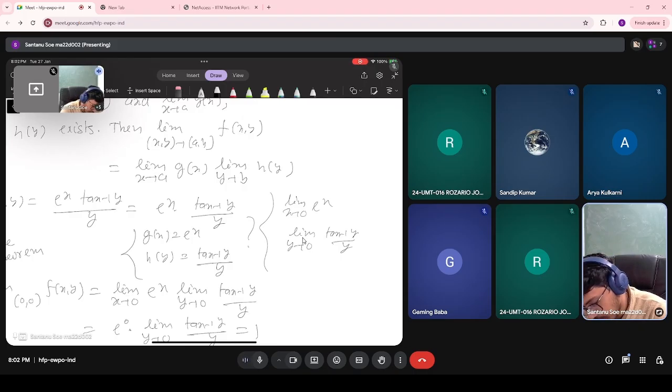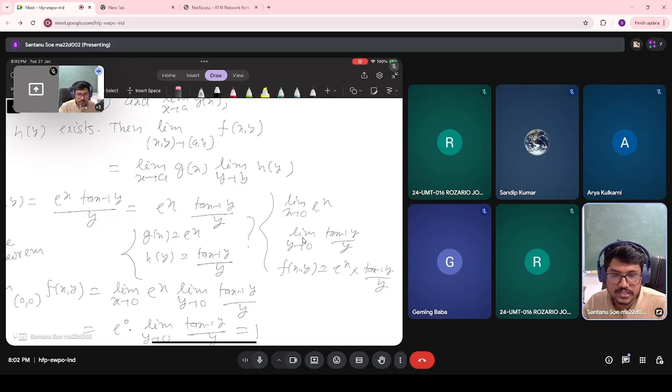They are separable because f of x comma y is written like exponential x into tan inverse of y. That means it's a product of two different functions in two different arguments, one in x multiplied by one in y. And this is not always possible. This is a special case.